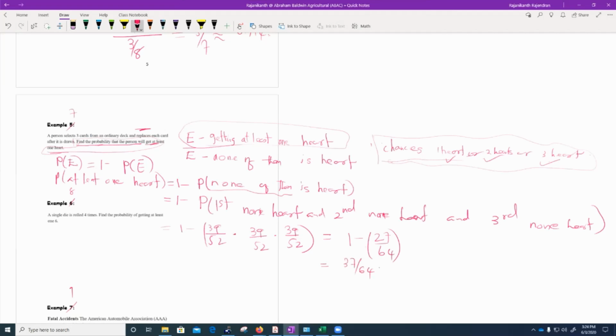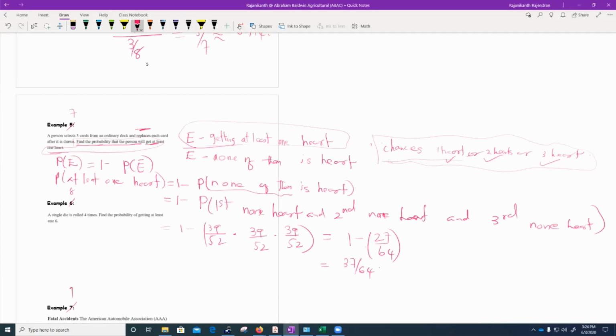So it is always easy for us to change the given problem into the complement event rather than doing it directly, because if you want to do this problem without changing to the complement, that means you need to look at three possibilities, right? At least one heart means he may have one heart drawing, or two hearts, or three hearts. So you have to consider all three separately, and it's kind of complicated. So that is why I'm changing the given problem into the complement. Once you change into the complement event, it's very easy now.